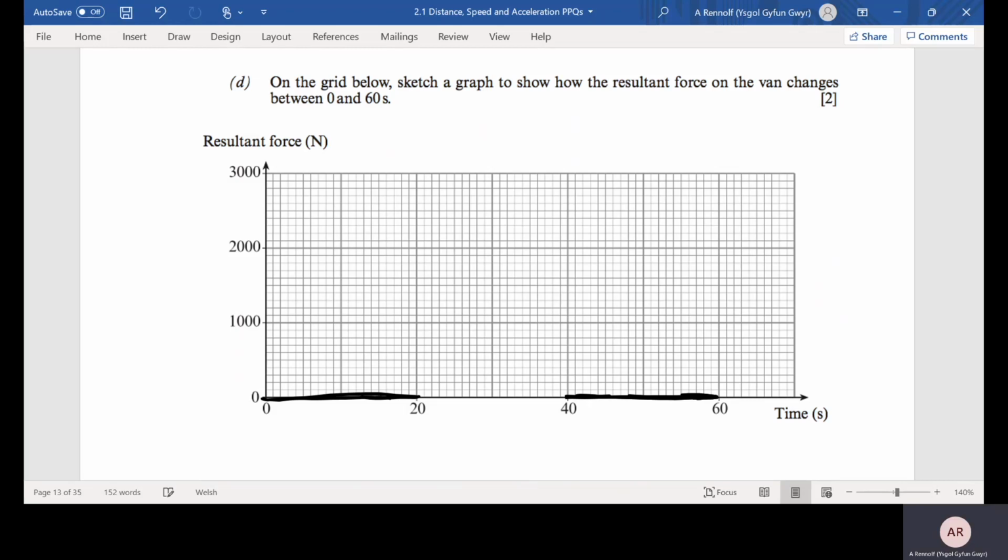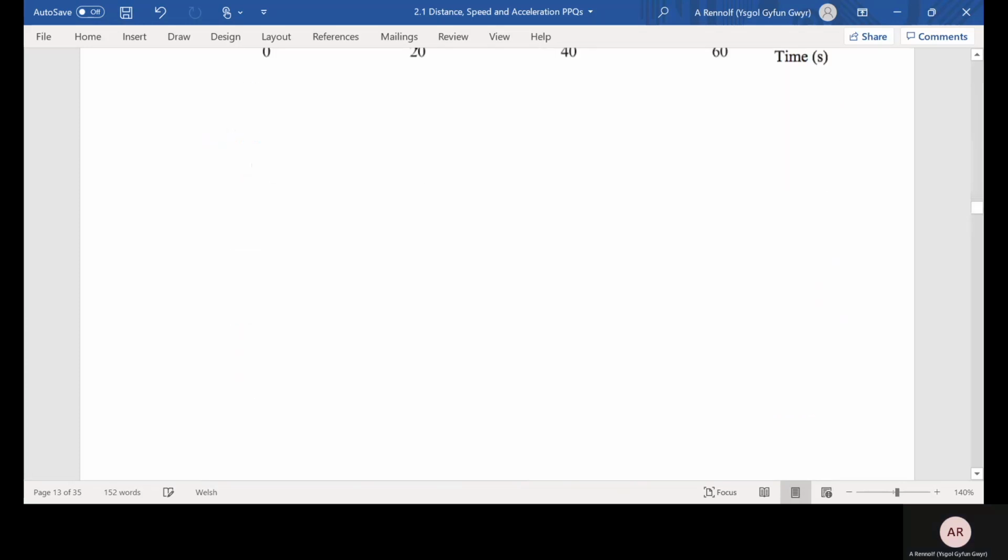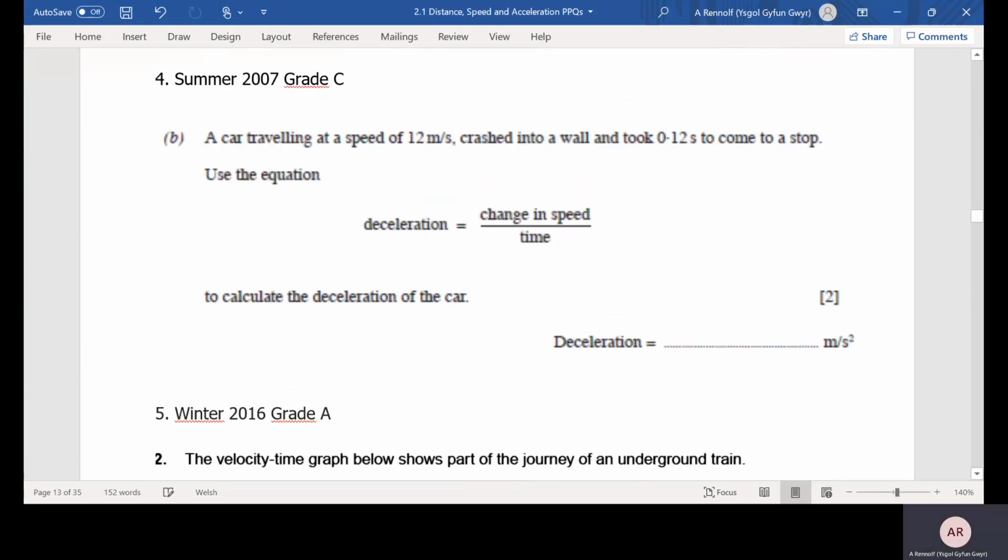Between 20 and 40 though, we've calculated what the resultant force is. It's 1,200, which is there. And then we'll just link these up like that. So that's what we should have for the resultant force changing over time. All right, pause the video here. Have a go at question 4 from the speed time graphs.